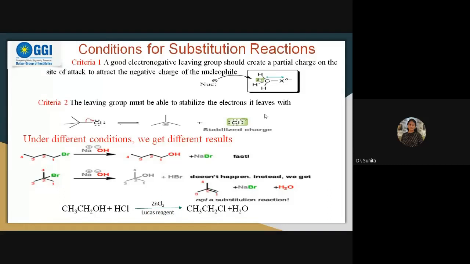So first of all, the leaving group must be able to stabilize the electrons it leaves with. This should be a stable one. Then and only then this carbocation will be formed. Okay. So these criteria should be fulfilled for the substitution reactions, and under different conditions, what is happening? We get different results.